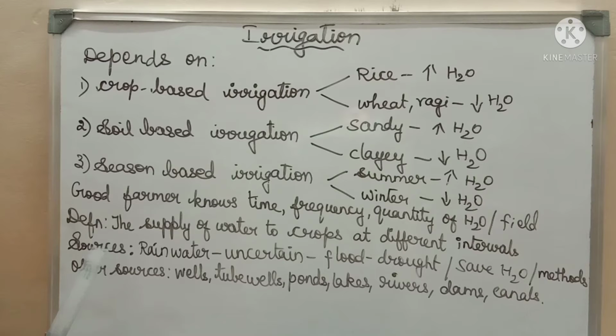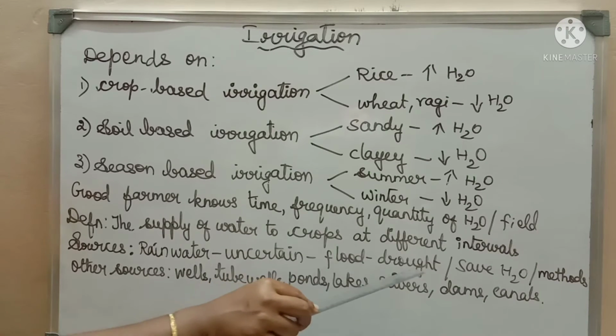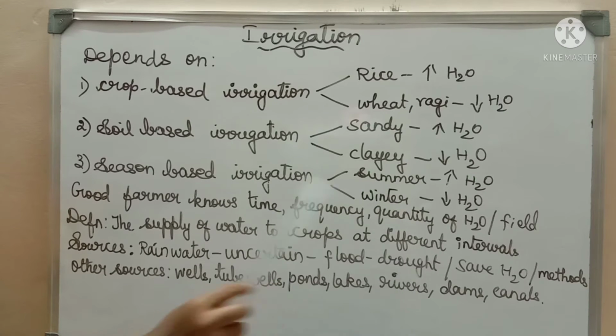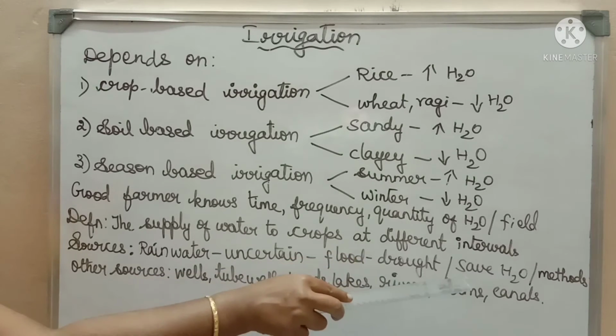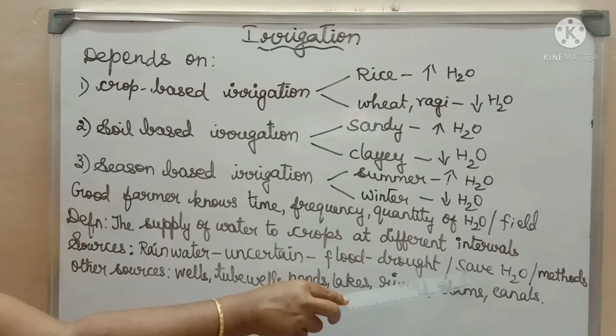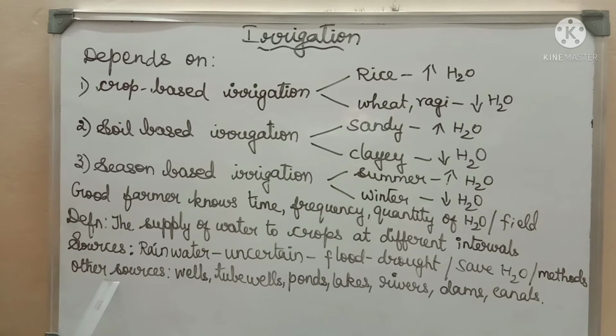Now, sources. From where do we get water? The first source, or the principal source, is rainwater. But rain is uncertain because India has a tropical climate, and you know the variation of temperature, weather and humidity in our country. So, in one place it may cause flood, and in another place it may cause drought. So whenever it is raining, it is our responsibility to save water by using different methods and to irrigate the farm.